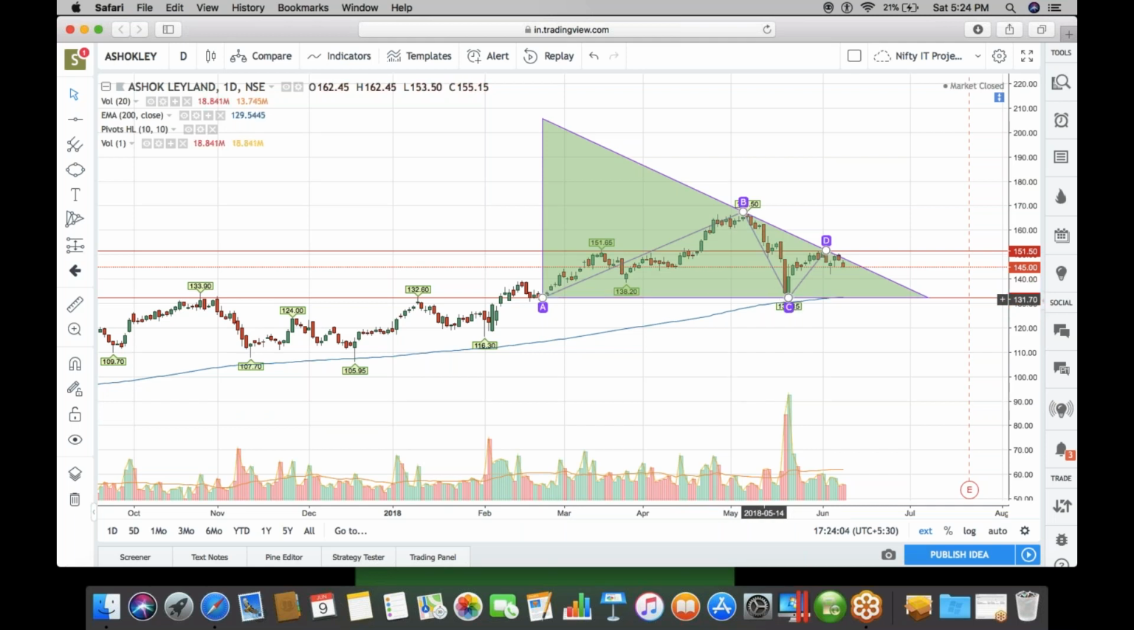To make a descending triangle, you have to just do the inverse of what you do with an ascending triangle. You have to analyze the support level. In an ascending triangle, we identified the resistance level. In identifying a descending triangle, we analyze the support level. Okay, am I understood? Everybody, am I understood? Great.